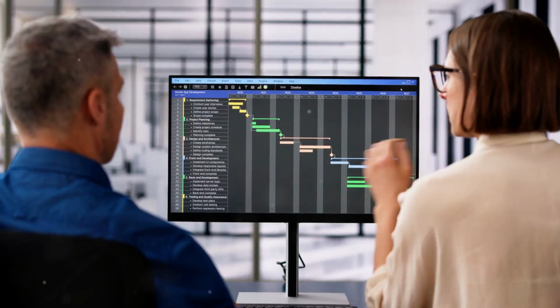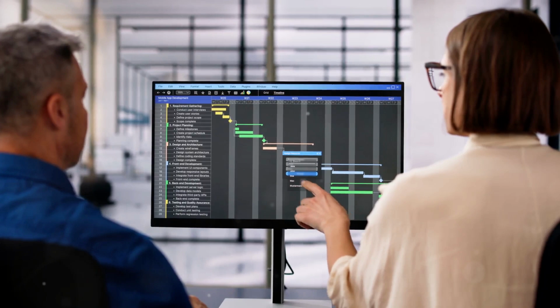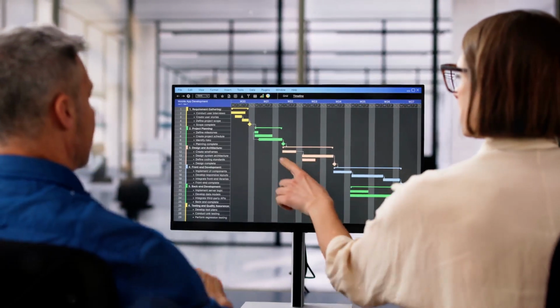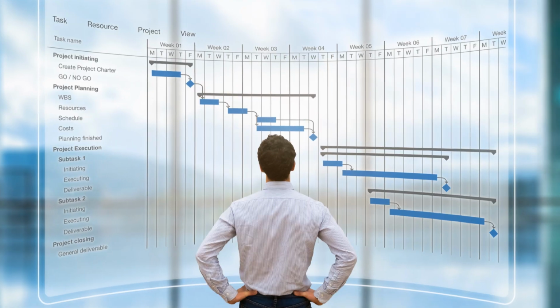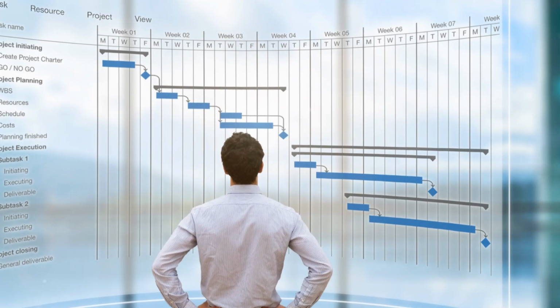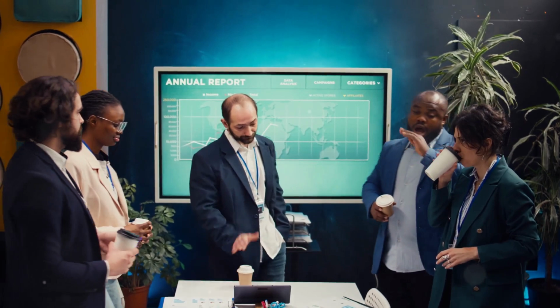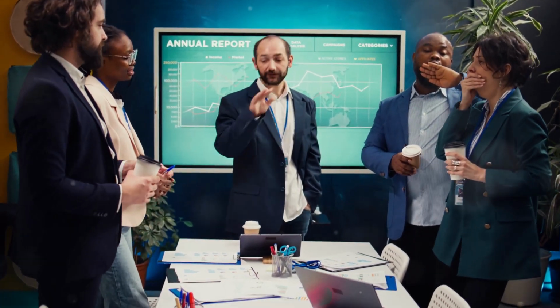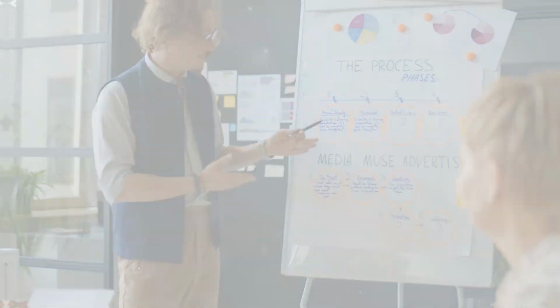Each project is broken down into individual tasks and activities that need to be completed to achieve the project's objectives. Tasks may have dependencies on other tasks, meaning that they cannot start until certain preceding tasks are completed. Each task is assigned an estimated duration, which represents the amount of time required to complete the task. The critical path is the sequence of tasks that has the longest total duration, determining the minimum time required to complete the project.